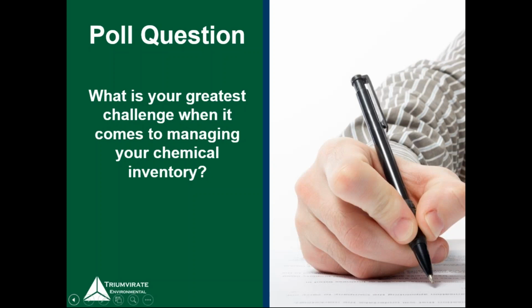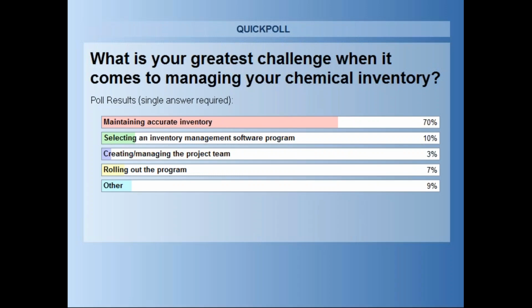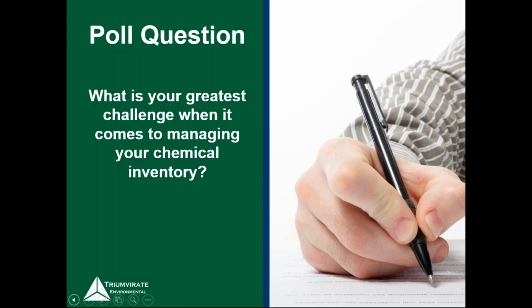All right, looks like just about everybody voted here. I'll share the results. As you can see, overwhelmingly, maintaining accurate inventory is the greatest challenge at 70%. Awesome. Thanks. That's not too surprising. That's a common one that we run into, and it can be quite a challenge depending on how your inventory program is set up or how your organization is set up. So we'll touch on that a little bit towards the end of the presentation, and hopefully it can answer some of your questions or concerns there.